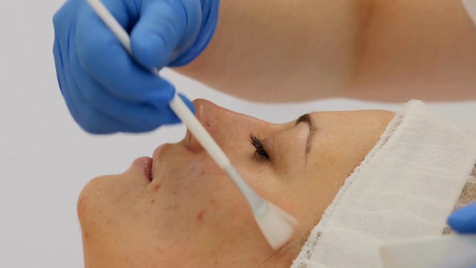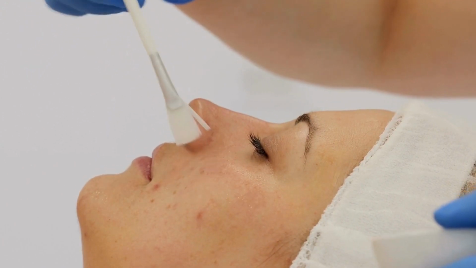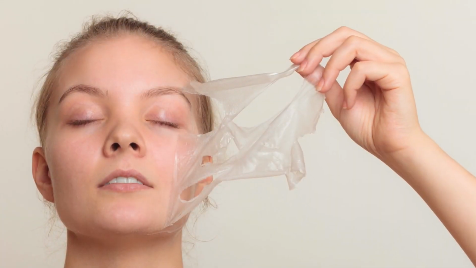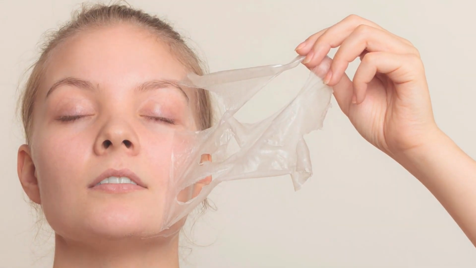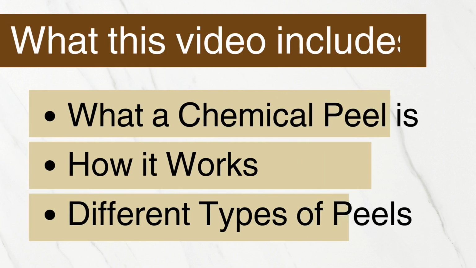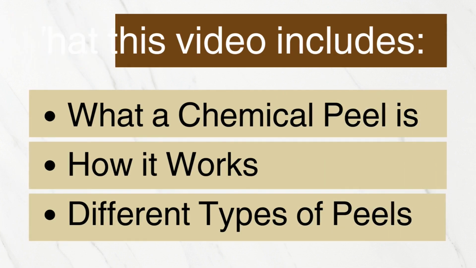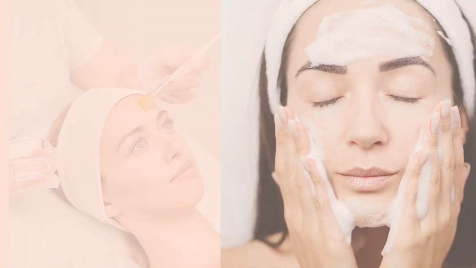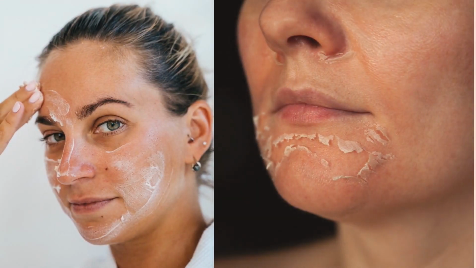Chemical peels are a common practice now in skincare, and they're usually done to improve the appearance and the feel of the skin. However, while beneficial when done correctly, they're not without their risks. So in this video, we'll talk about what a chemical peel is, why it's done, how it works, and the different types. In the videos after this, we'll talk more about the procedure itself, how to prepare for it, aftercare, side effects, and all that good stuff.